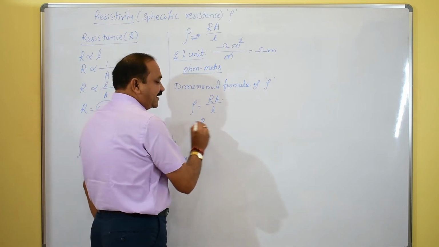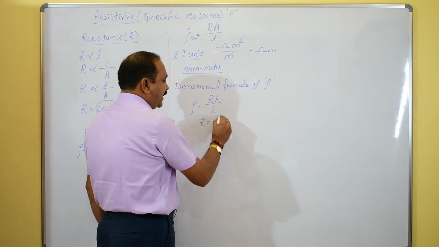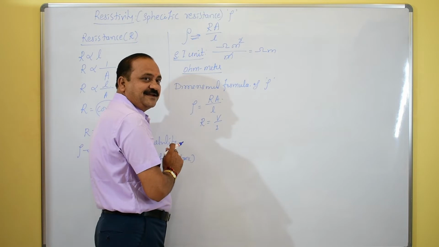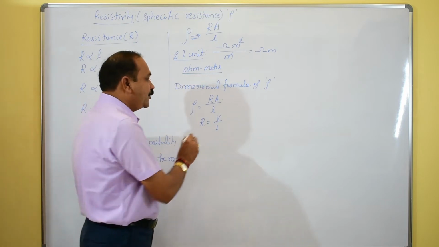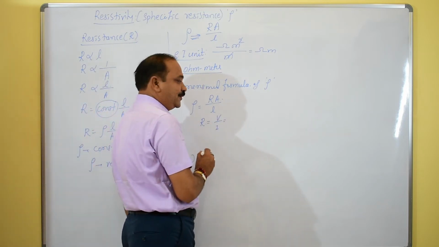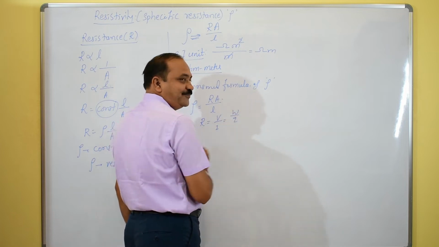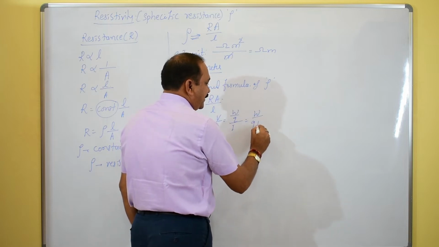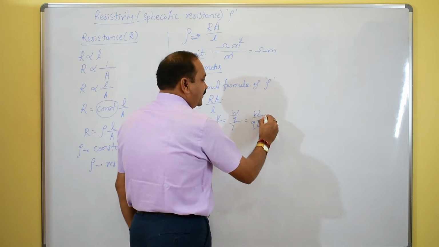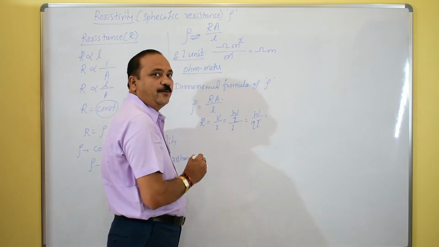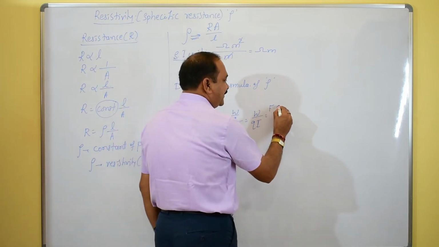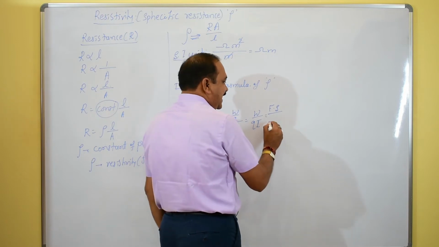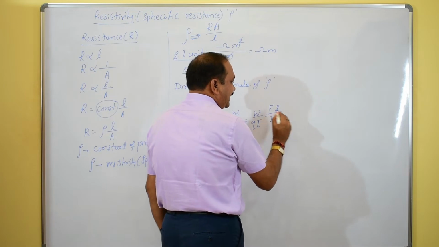What about the dimensional formula of R? R equals V by I, where V is electric potential and I is current. V equals W divided by Q, so R equals W divided by Q into I. W is work done, which is F into S. Q equals I into T, so Q into I is I into T into I.